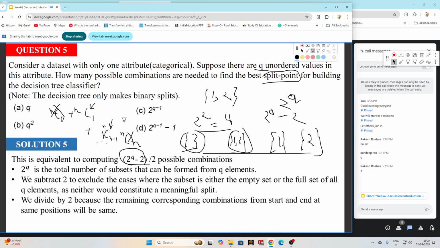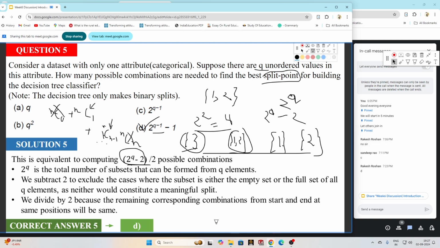But now this set and this set are also similar. nC1 is equal to nC(n minus 1). So that is why we have to take only one set. That is why we are dividing by 2. So your answer will be (2 to the power q minus 2) divided by 2. So whenever you solve it, you will get 2 to the power (q minus 1), 2 by 2 is 1, minus 1. So that is why option D is your correct answer.